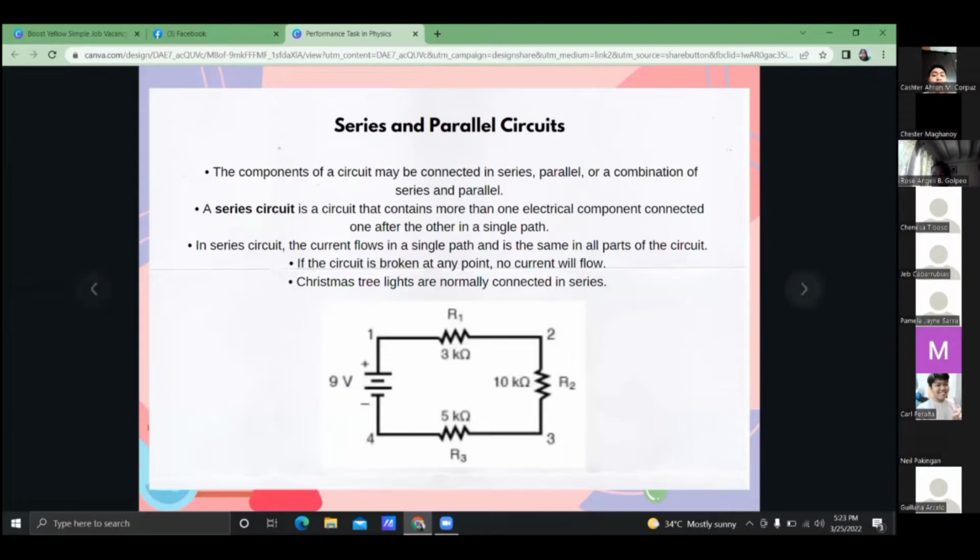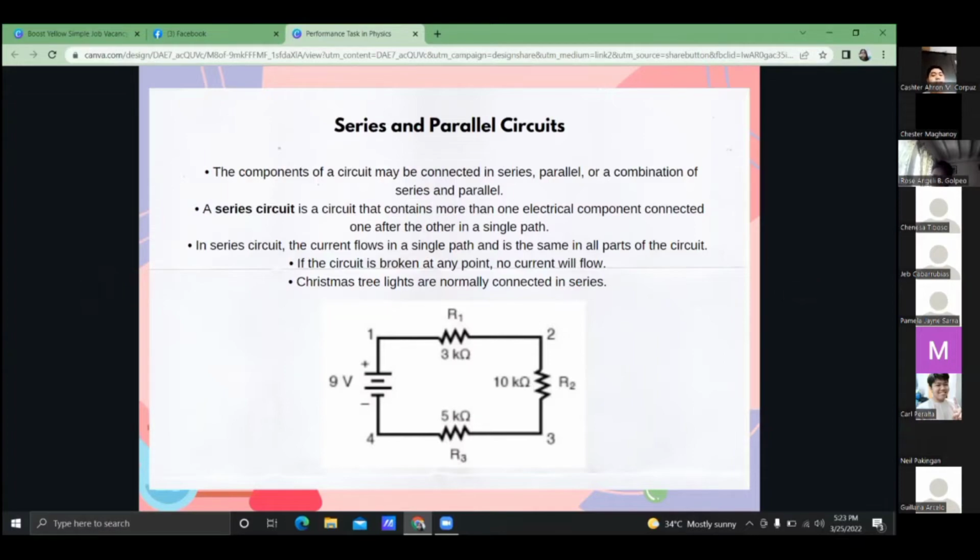Christmas tree lights are normally connected in a series. So in layman's terms, series is a circuit that pertains to the current flow that goes through one path. On the other hand, a parallel circuit goes through multiple paths for the current flow. So the series circuit is not usually used in household electricity, because if one of your lights breaks, they all stop working. So the parallel circuit is preferred.